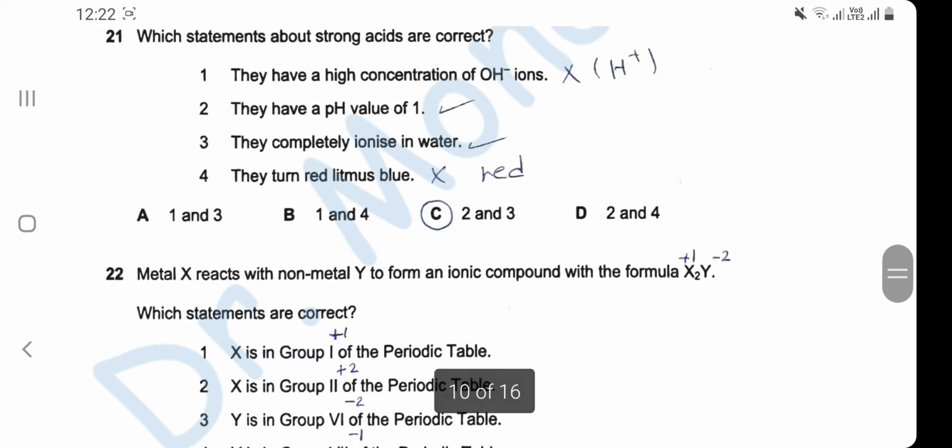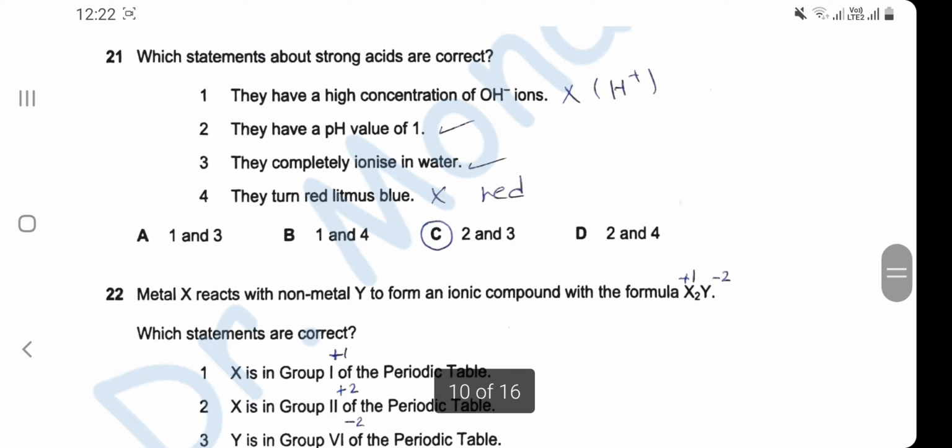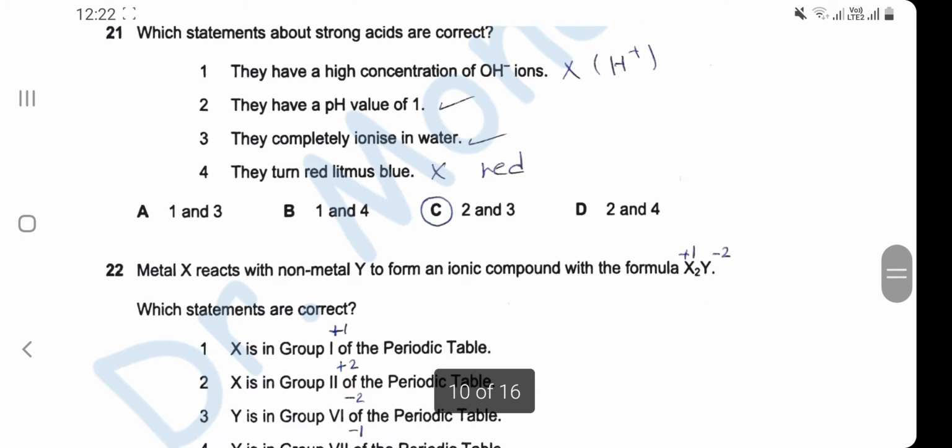3. They are completely ionized in water. Of course, strong acids are completely ionized, and this is how they can be differentiated from weak acids, which dissociate or ionize weakly in water. 4. They turn red litmus paper blue. This is wrong. They turn blue litmus paper red. So we will choose 2 and 3, and the answer will be C.